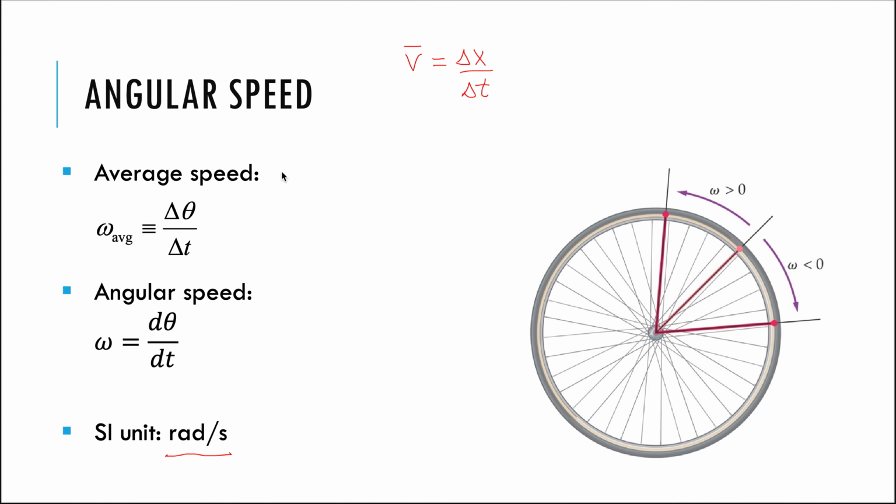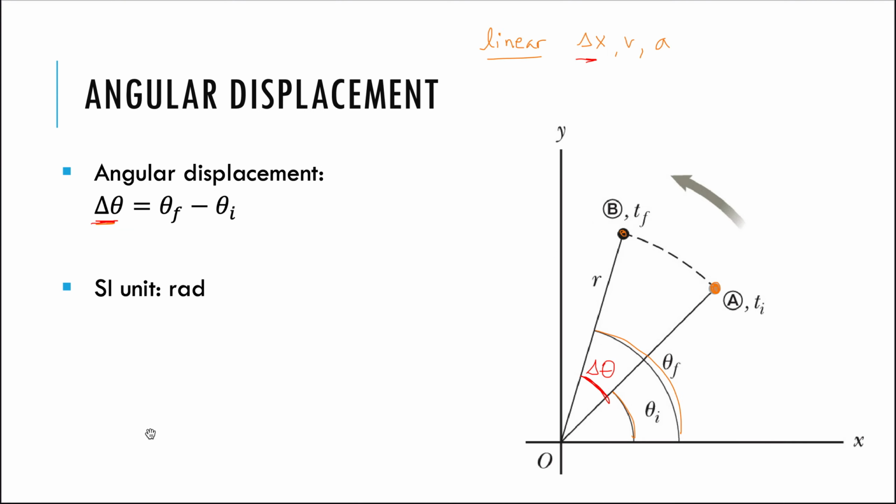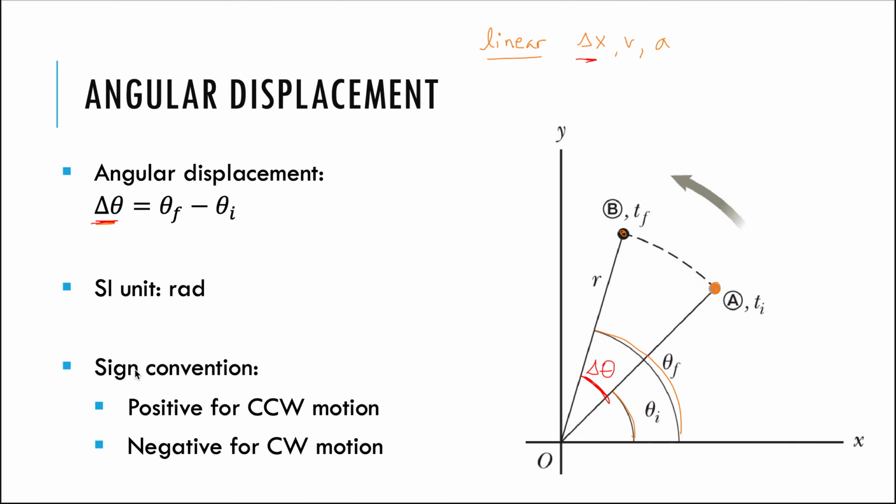Now we do have a convention of what is positive and what is negative. In general, if we are rotating counterclockwise, that is considered a positive speed. If we're rotating clockwise, that is considered a negative speed. I actually had that as a note here and I forgot to show it. So the sign convention that we use is that angular speed is positive for counterclockwise motion, but negative for clockwise motion.